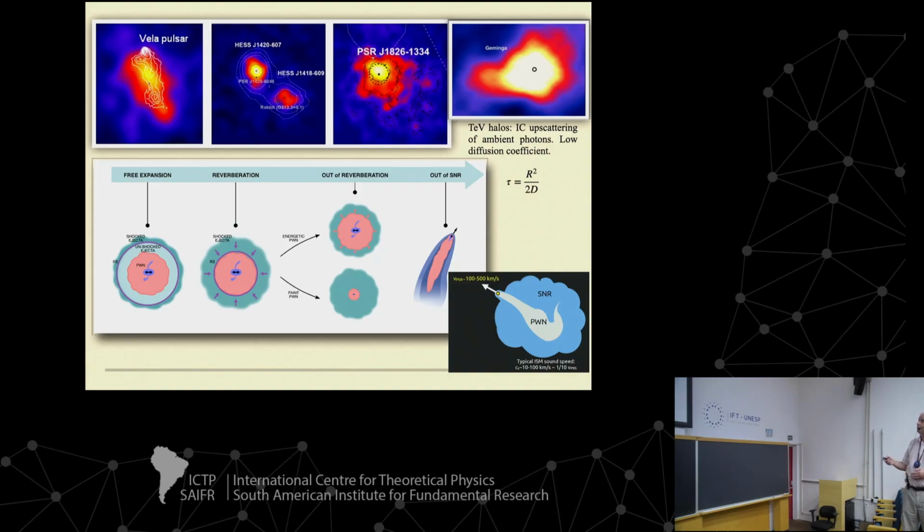This is the population of relativistic particles ejected by the pulsar, upscattering ambient radiation. And these are other examples that include Geminga. So you see an extended region of gamma ray emission that goes beyond the pulsar. So it's not a point-like source, and this emission is elongated, indicating a proper motion.